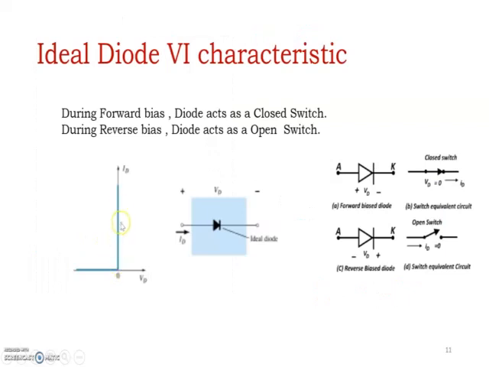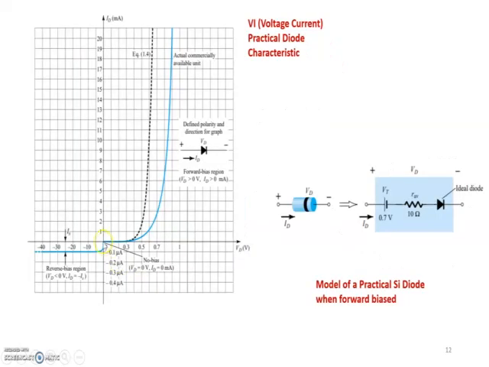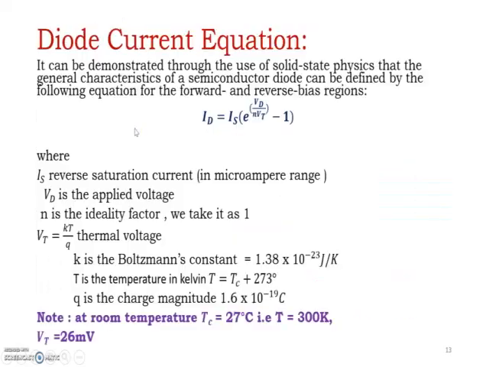Ideally, the current keeps increasing even for Vd equal to 0, but here it will conduct only after the cut-in voltage, and it has a slope. So this is the practical current-voltage, or V-I, diode characteristic, and this is the diode current equation. Here Id is the diode current, and the expression is Is times e to the power Vd by nVt minus 1.